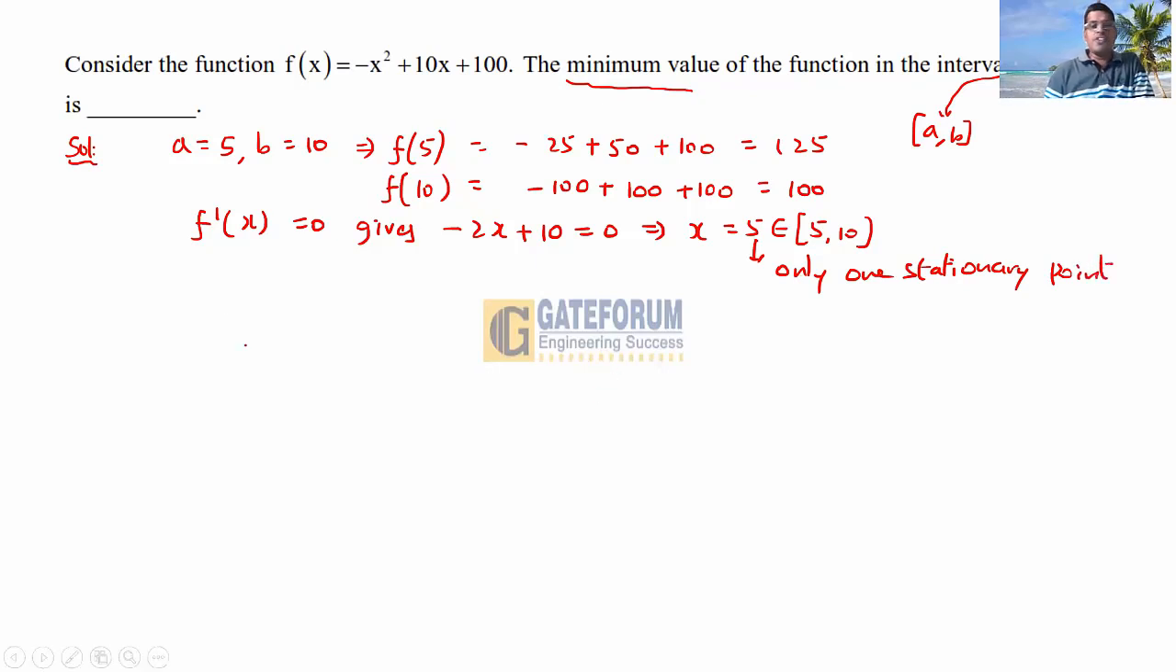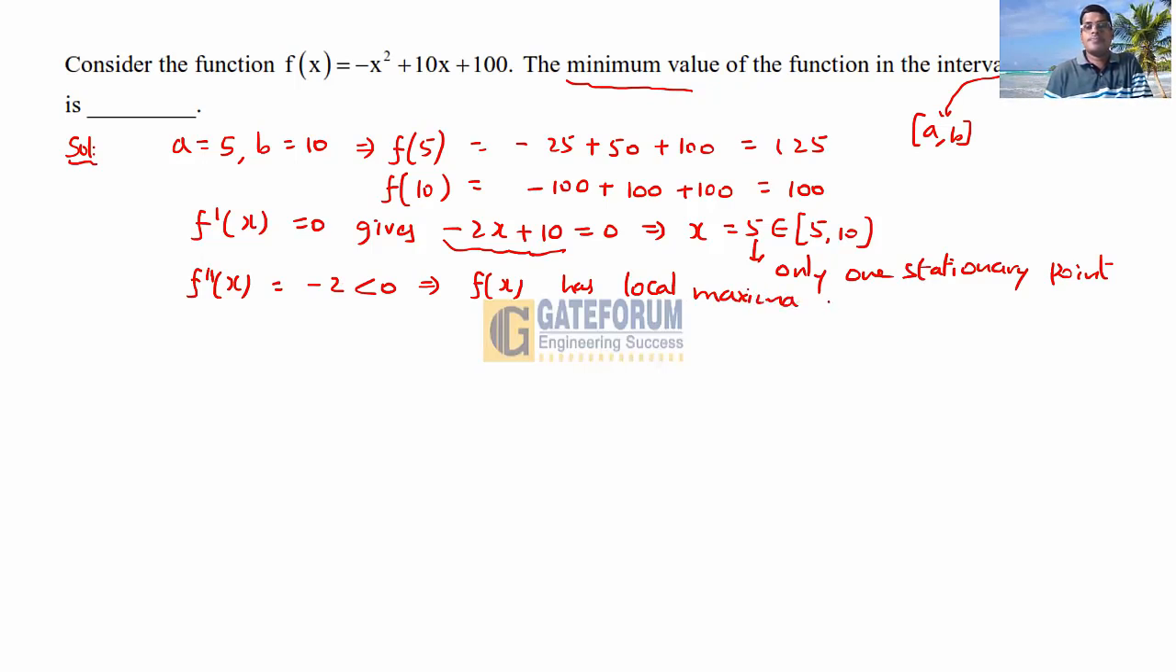So at this stationary point find the second derivative, that is f double dash x. So this is the first derivative, minus 2x derivative minus 2, plus 10 derivative 0. So luckily we have the second derivative a constant which is less than 0, which implies f of x has a second derivative less than 0, meaning local maximum at x is equal to 5. But we require the minimum value, so this is not considered.